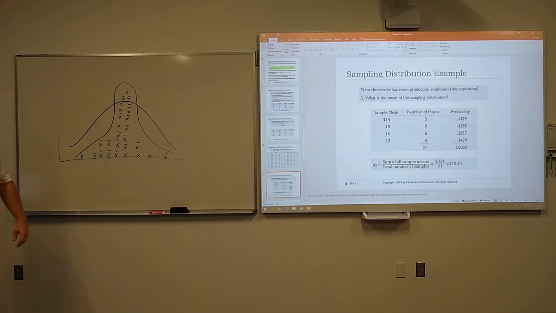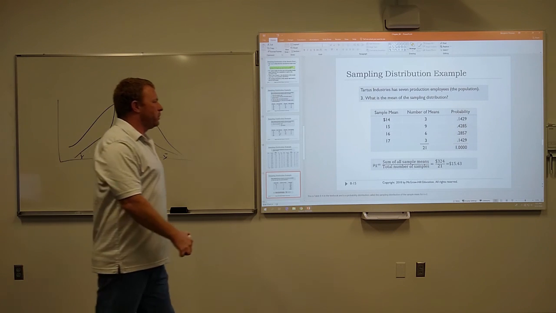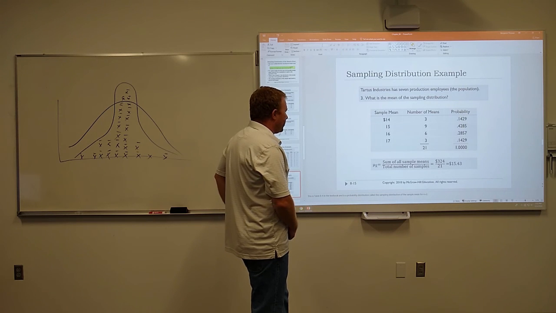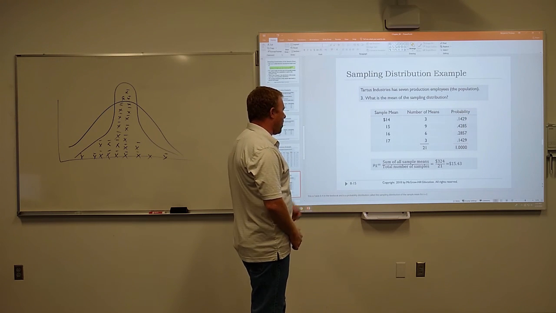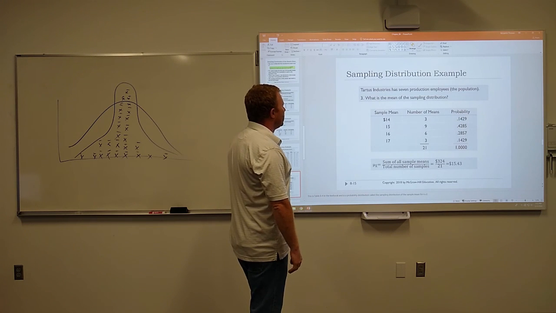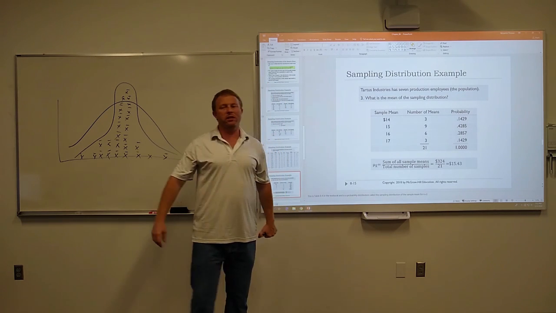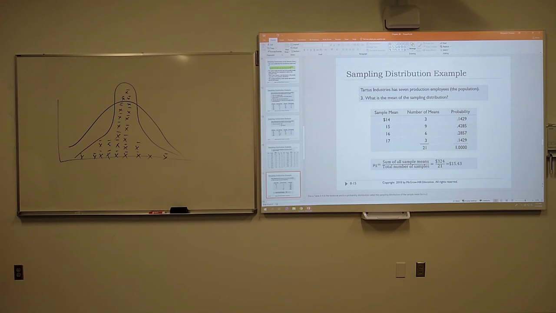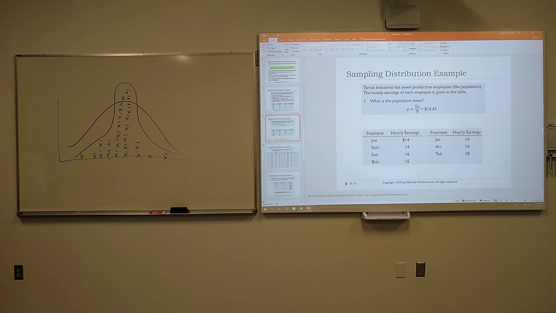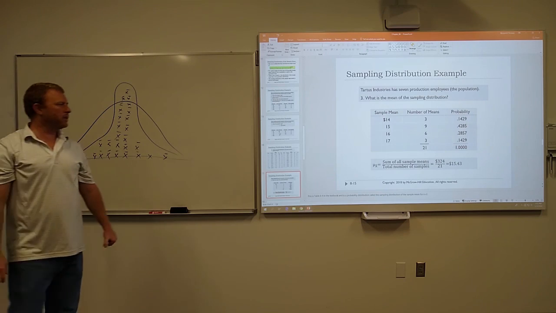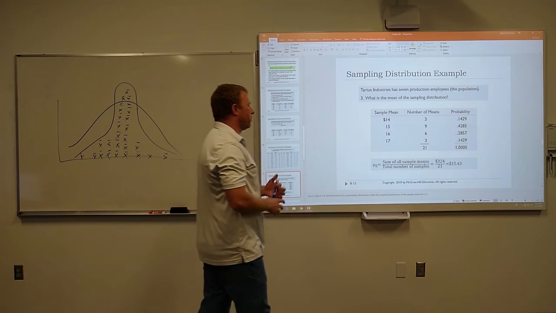What's the mean of the sampling distribution? So, how are we going to figure this out? The sum of all the sample means is 324. We have 21 samples. So the mean of our sampling distribution is $15.43. Does that look familiar to anybody? What was our population mean? $15.43. What is the mean of the sampling distribution? $15.43.